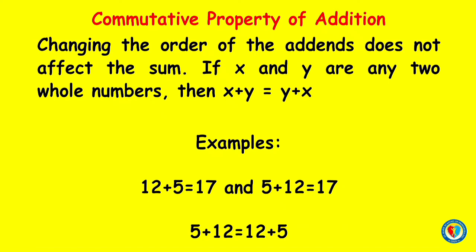The first one is the commutative property of addition. It means that changing the order of the addends does not affect the sum. If x and y are any two whole numbers, then x plus y equals y plus x. Examples: 12 plus 5 equals 17, and 5 plus 12 equals 17. Therefore, 5 plus 12 equals 12 plus 5.